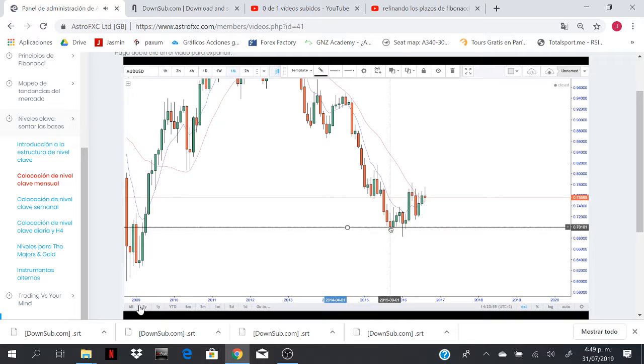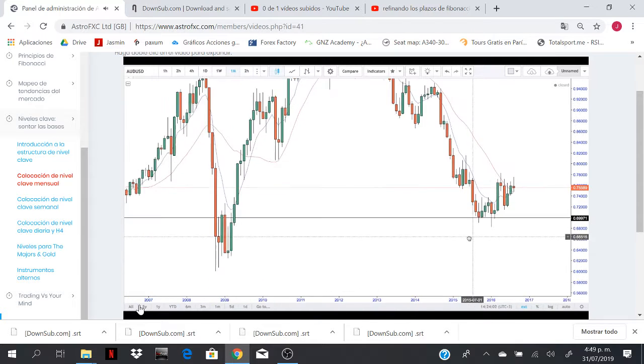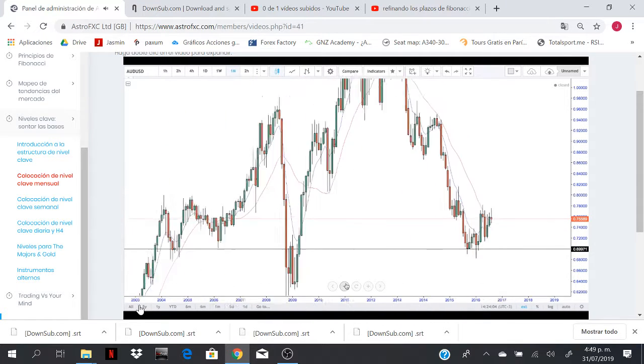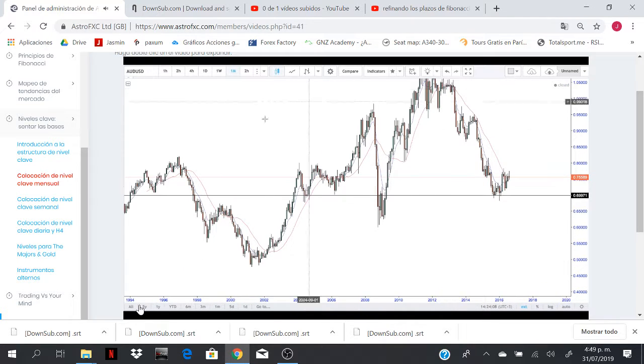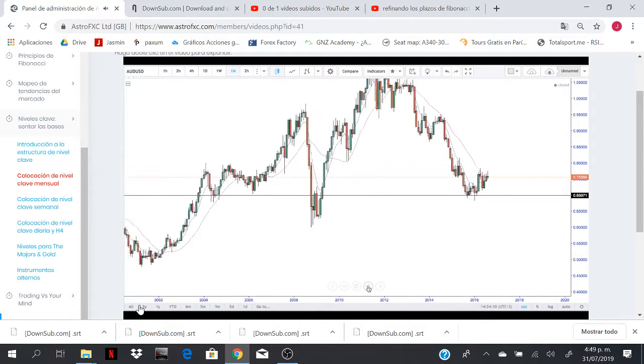As you can see on the monthly time frame, we tried to pierce it 1, 2, 3 months, but we couldn't actually sustain and break and close below that. If we go back in time, just quickly, we can see that this can look very, very daunting to some people. So don't worry about it.